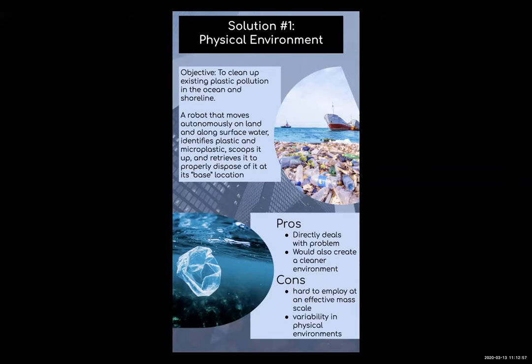Basically for that, we would have different types of robots tailored to their environment that would go out and be able to clean up plastic. For example, a robotic shark type that would go out into the ocean, pick up plastic, and then come back and recycle it. Or in cities, we could have robots that would go out and clean up the streets, bring up all that plastic, and come back and recycle that as well.